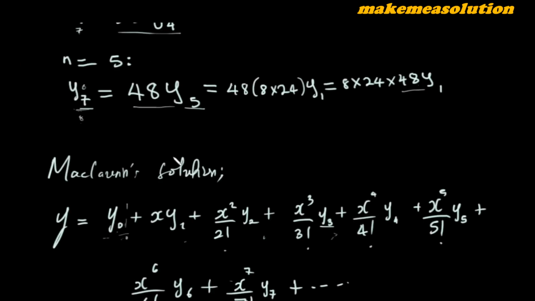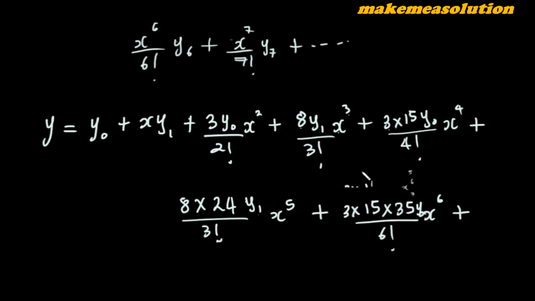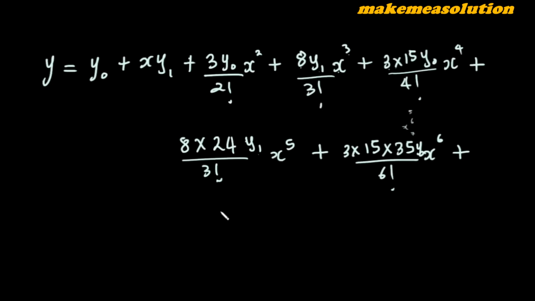X6, just like we said, is 3 times 15 times 35 y naught. So for x7, let's do x7 together. To get x7, we need to refer to x5. So the coefficients in x7 will have these terms, 8 times 24, only that since you're dealing with x to the 7 now, then the multiple will now be what?